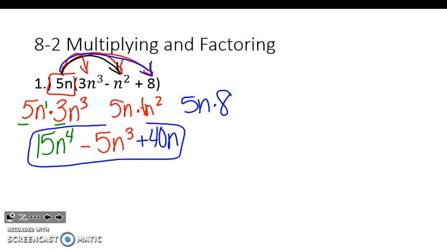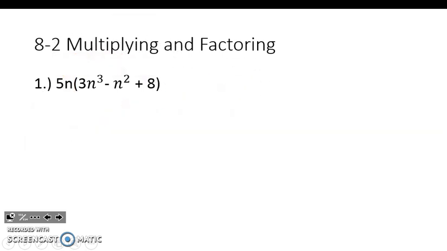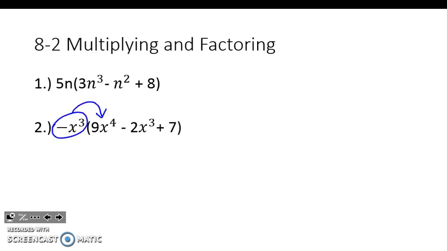You should have these written in standard form so that your highest exponent is written first. So 15n to the 4th minus 5n cubed plus 40n is our final answer on that one. So you're just basically distributing, which we should be really good at, but you have to be careful of your exponent rules when it comes to those exponents on these problems. So here's the second one. We're only going to do 2 or 3 of these, and then we're going to move on to factoring.